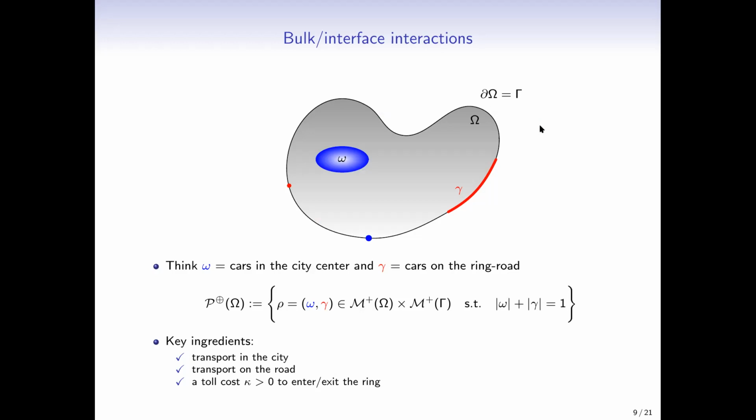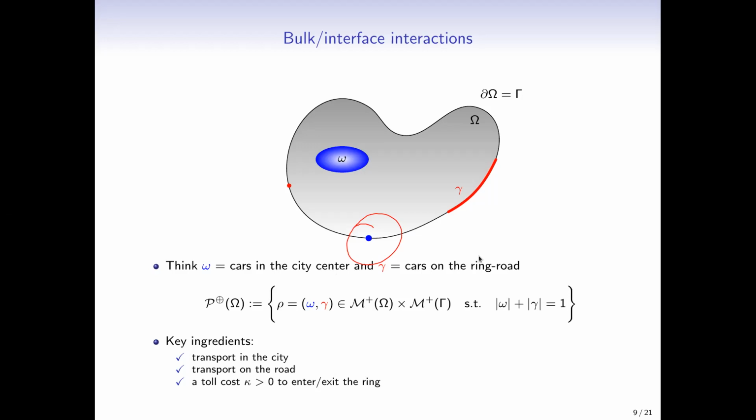So now I want to distinguish two types of cars. I want to distinguish blue cars that live inside the city and red cars that live on the ring road. So these I'm going to denote by little omega and little gamma. Blue and red here. However, let me stress one last time that here you see the omega measure might have a contribution on the boundary. And if you think of it as a car, it means that on the roads, there can be two types of cars. There's the blue type of cars and the red type of cars, okay?